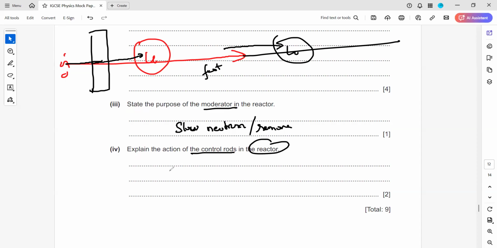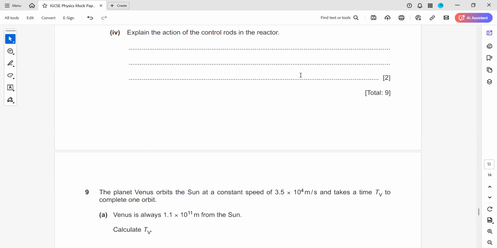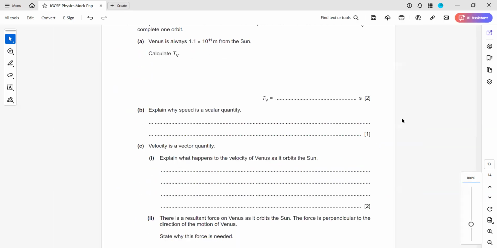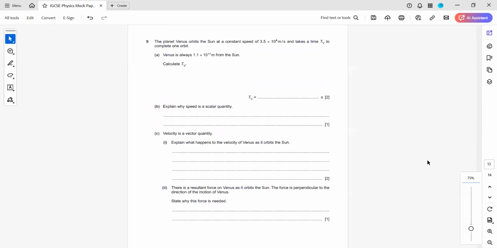Explain the action of a control rod in the reactor. The purpose of the control rod is to remove neutrons. And what is the purpose of removing neutrons? So we can control the fission. Otherwise, it will be uncontrollable fission. The fission happens so much that we won't be able to control it. So the purpose of a moderator is to slow down the neutron, and the control rod is to absorb the neutron so the nuclear reaction can be controlled. Otherwise, it will be an uncontrollable reaction for us. We won't be able to control it at all.